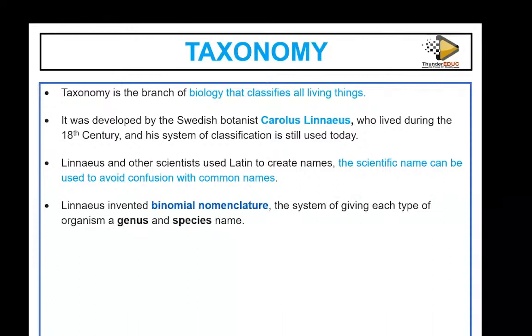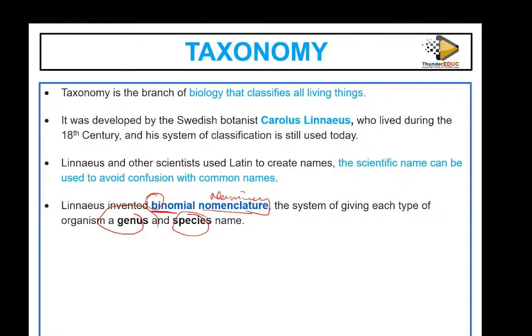Linnaeus invented what you call the binomial nomenclature. Nomenclature comes from the word naming. Binomial comes from the word two. Binomial means two-word system, meaning that we use what we call the genus and the species name. When we are naming these organisms, we use the genus and the species name. So basically, that's what we are looking at. The genus and the species name.